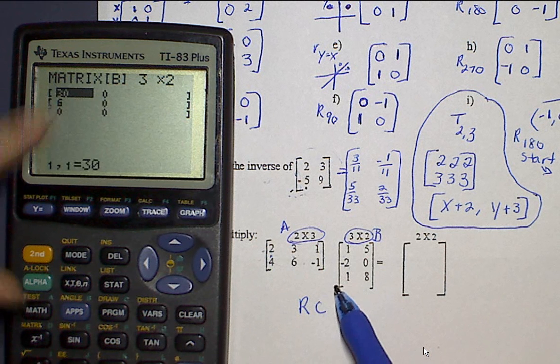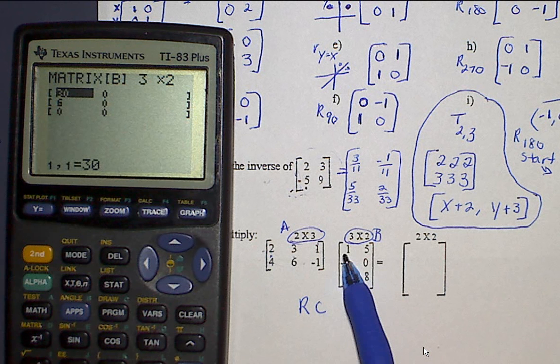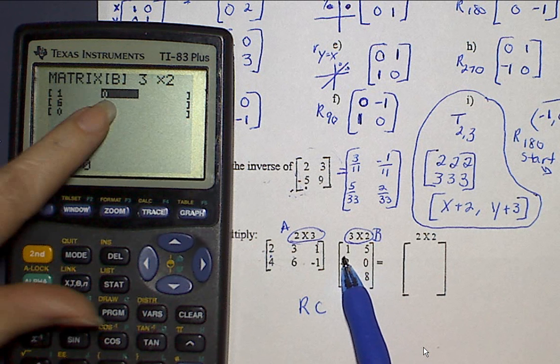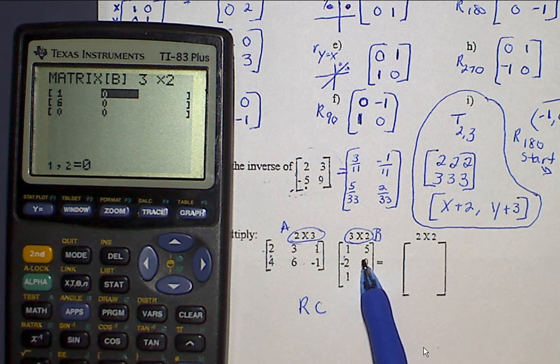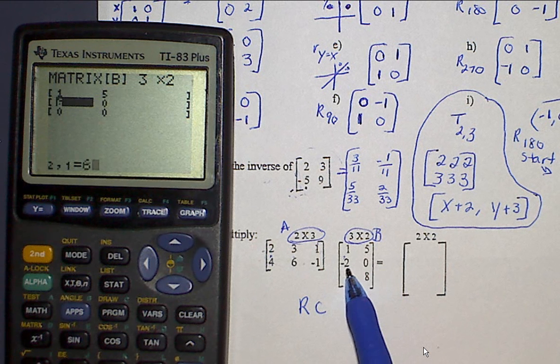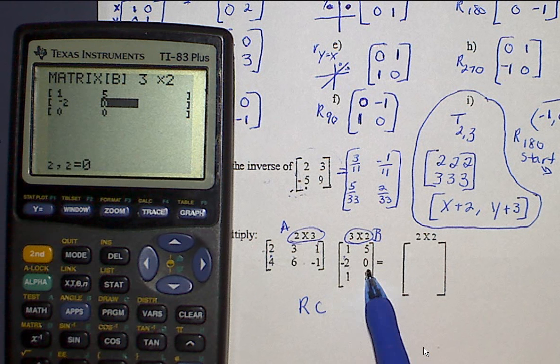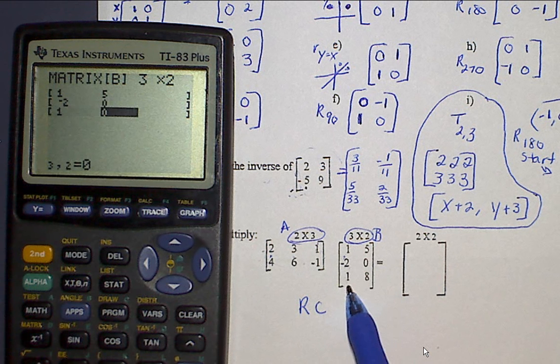Then this is your first number, so 1. Watching where your cursor goes, right? Each time watching where your cursor goes. 5, -2, 0, 1, 8. Now, re-looking to make sure everything's in right.